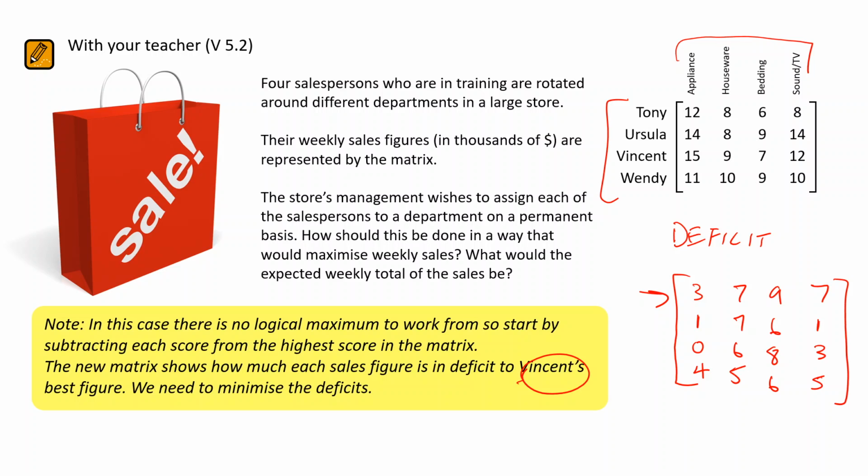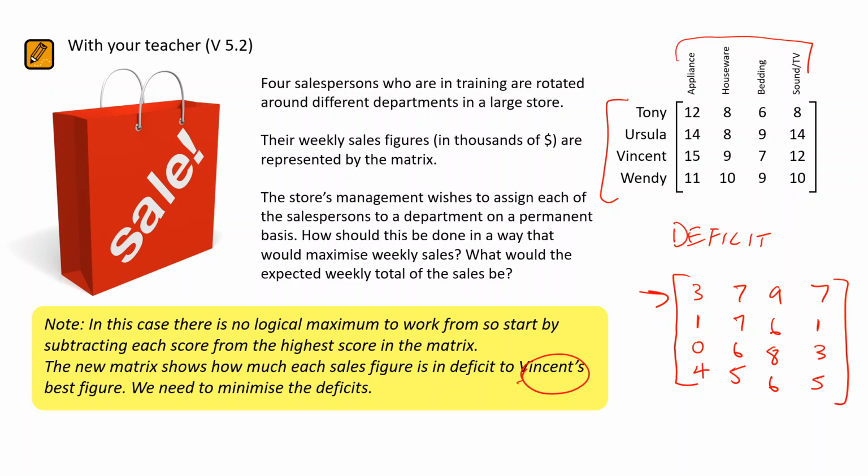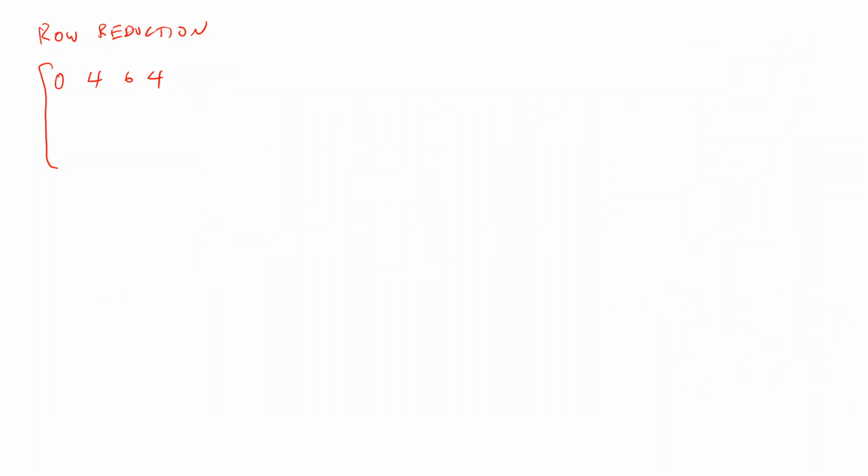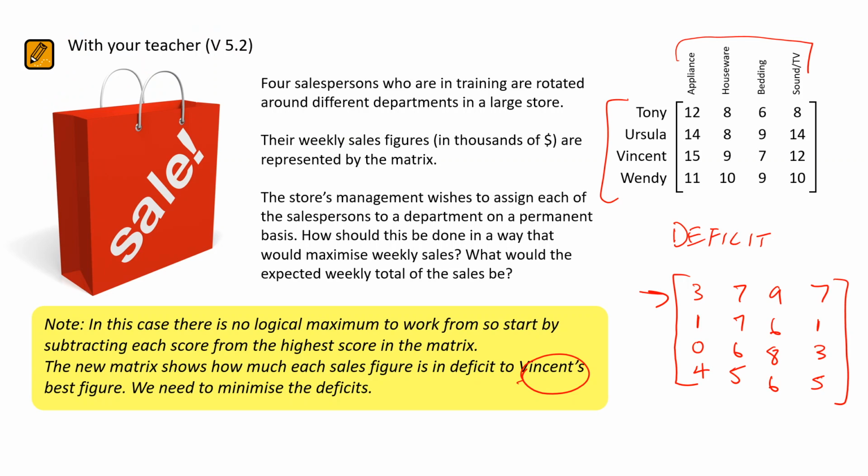So the smallest is 3, so we're going to get 0, 4, 6, and 4. I'll try and remember them. So 0, 4, 6, 4. The next row, smallest is 1, so we're going to get 0, 6, 5, 0. So zeros in this one, so it's 0, 6, 8, 3.